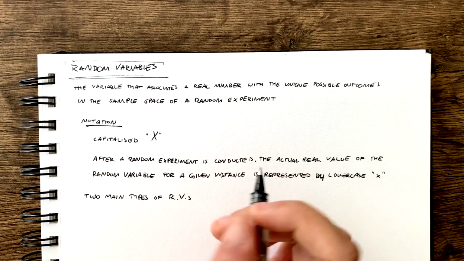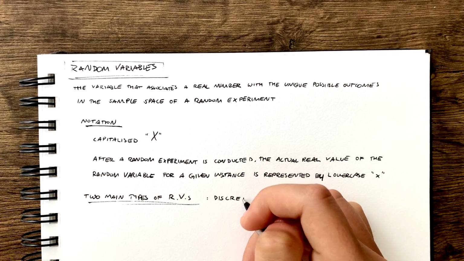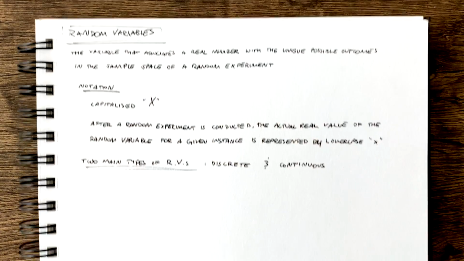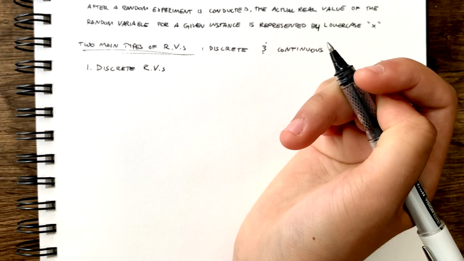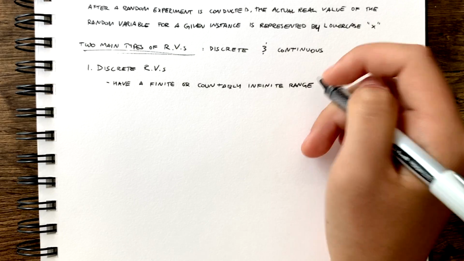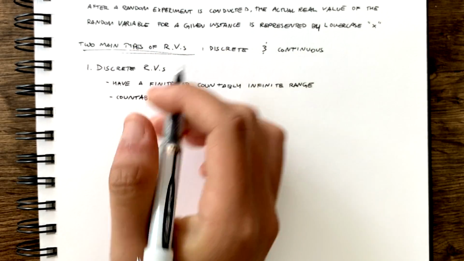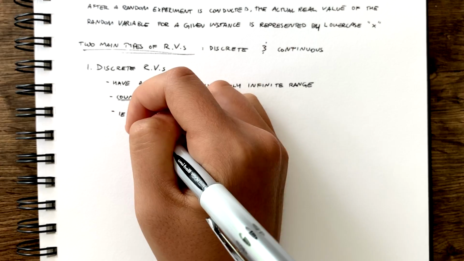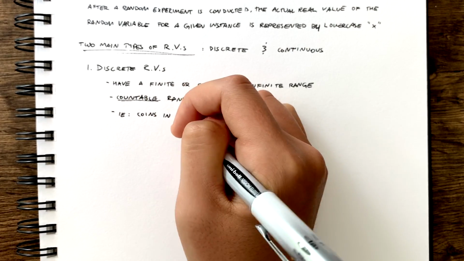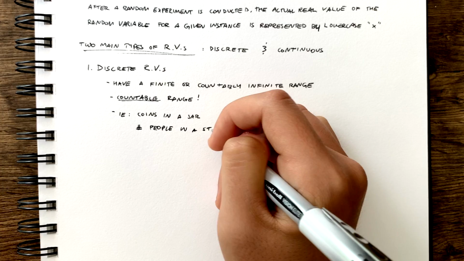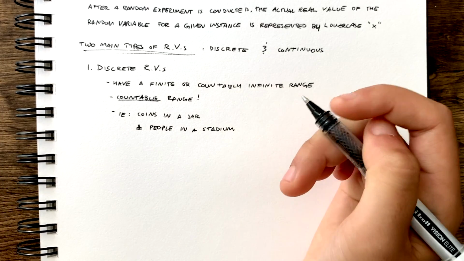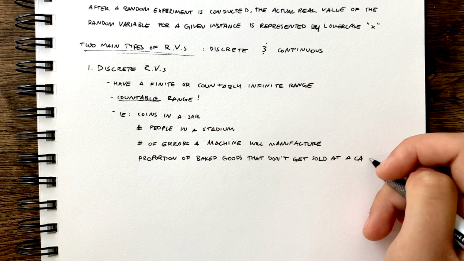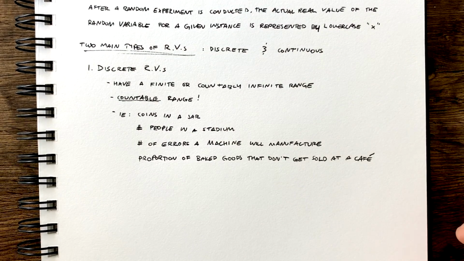So there are two main types of random variables. Firstly, discrete, and secondly, continuous random variables. So let's talk about discrete first. Discrete random variables have a finite or countably infinite range, and the keyword here is countable. So they have a countable range. Examples of discrete random variables could be anything from the number of coins in a jar, the number of people in a football stadium, the number of errors that a machine will make while manufacturing a product, or the proportion of baked goods that don't get sold at a cafe.